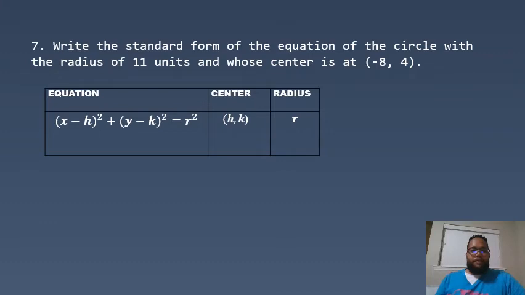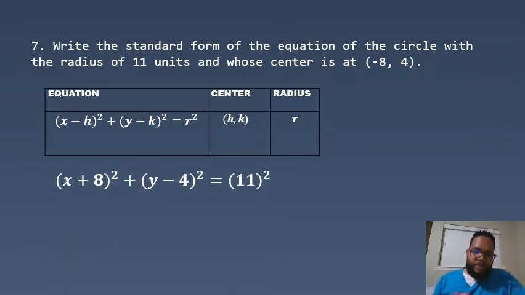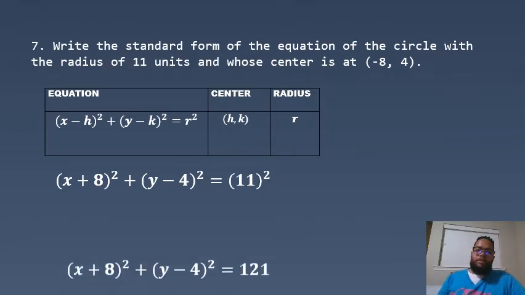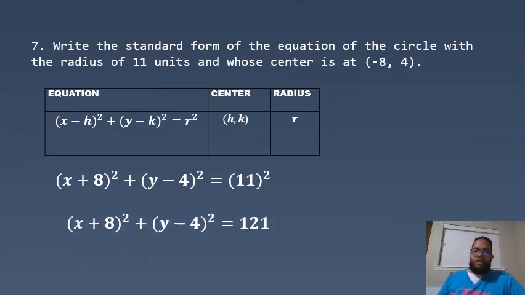All right, if you gave this a try, then you should have x plus 8 squared, because it's like saying x minus -8, which would be x plus 8. y minus k would be y minus 4. And then the 11 is just squared. And the only thing left for me to do is square that 11. I'm done with the question.